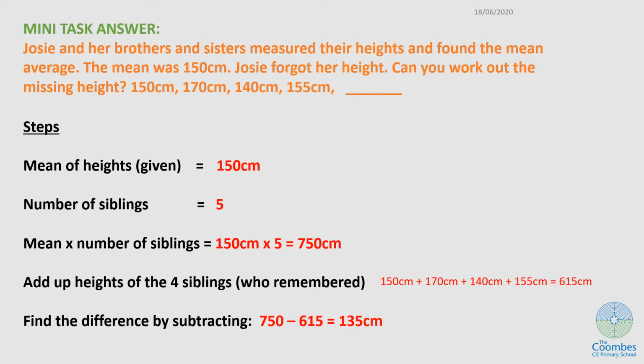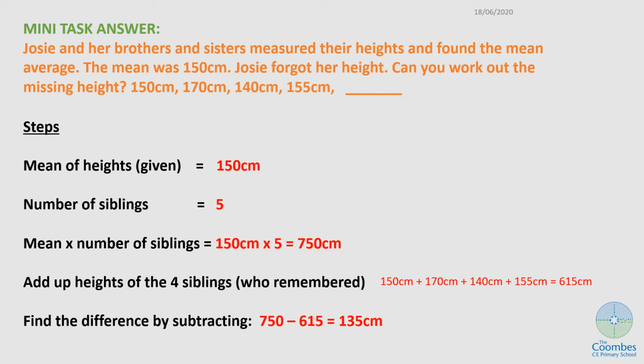How did you do? Now the question is, Josie and her brothers and sisters measured their heights and found the mean average. Now the mean average was 150 centimeters. Josie forgot her height. Can you work out the missing height? Now from the list here, we have 150 centimeters, 170 centimeters, 140 centimeters, and 155 centimeters. Now Josie's height is not known, she forgot, but we can help.